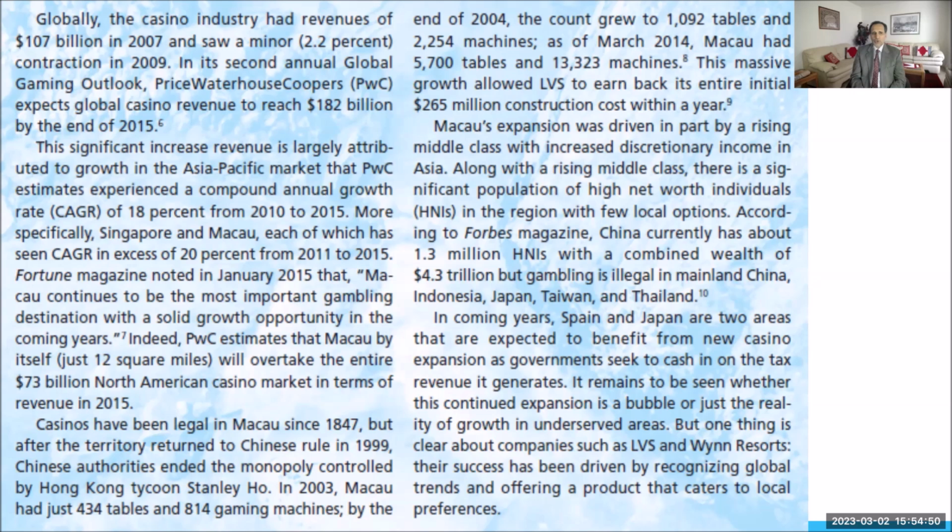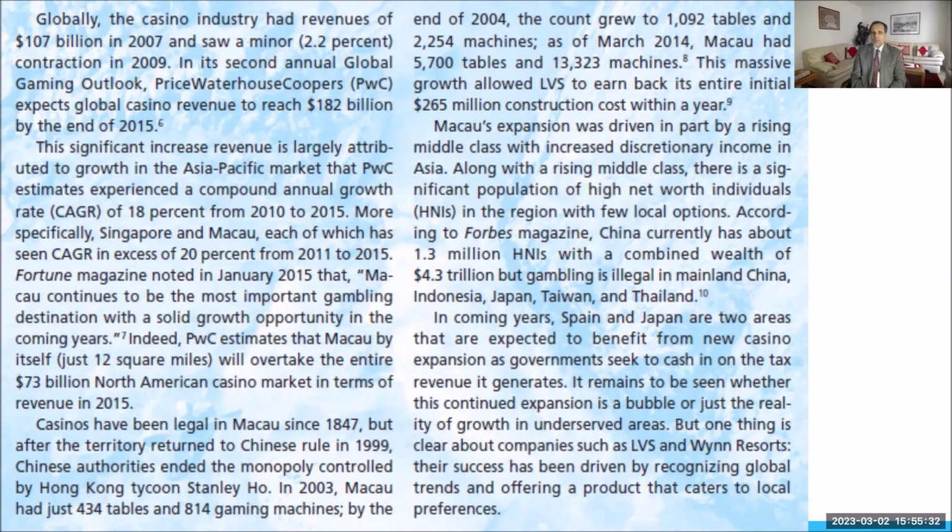Indeed, PricewaterhouseCoopers estimates that Macau by itself, just 12 square miles, will overtake the entire $73 billion North American casino market in terms of revenue by 2015. Casinos have been legal in Macau since 1847, but after the territory returned to Chinese rule in 1999, Chinese authorities ended the monopoly controlled by Hong Kong tycoon Stanley Ho. In 2003, Macau had just 434 tables and 814 gaming machines.